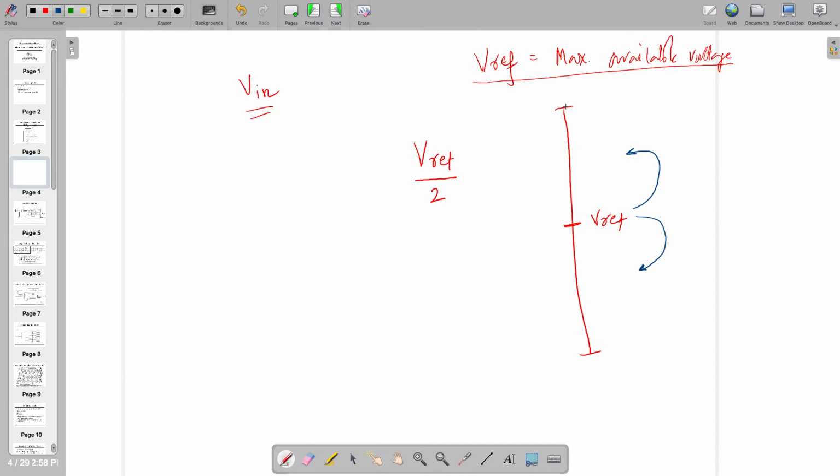Let's assume that my VDD is equal to 1 volt and my Vin is equal to 0.1 volt, and I have the possibility to use only, let's say, 8 iterations. Then can you tell me the equivalent digital code?